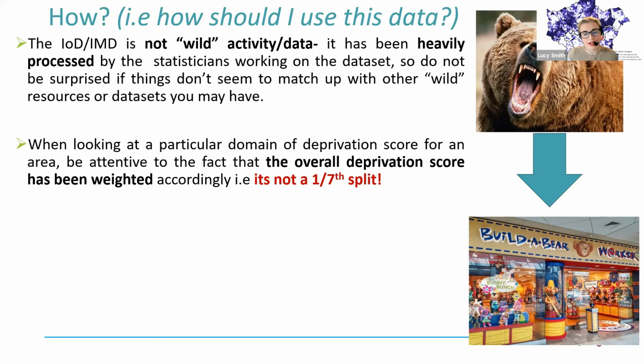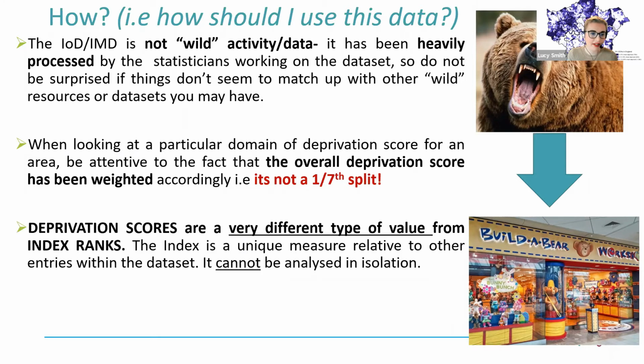Also, following on from that point, if you're looking at a particular domain of deprivation, be attentive to the fact that the overall deprivation score for your area would have been weighted accordingly. So as I said earlier, it's not a 1/7 split. Some things are weighted more than others, and there's also a population weighting, which we'll cover in a second.